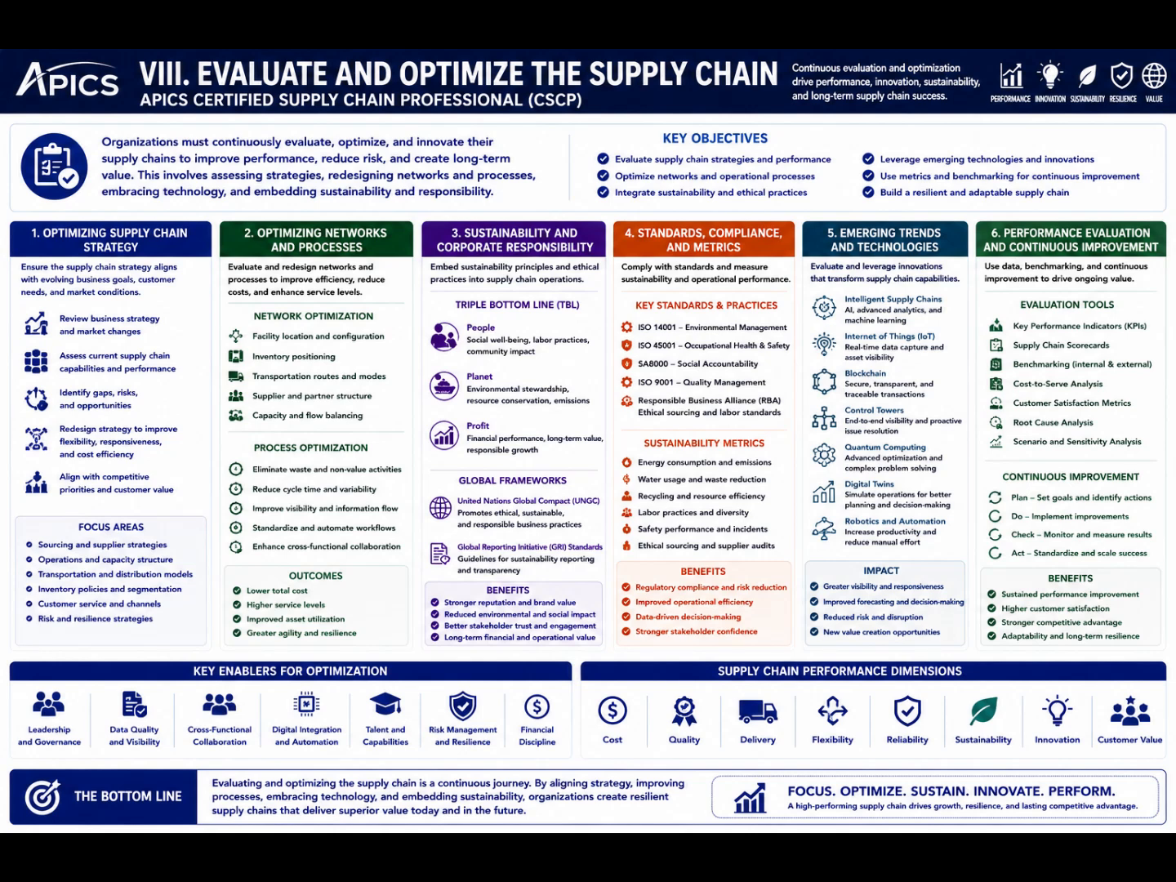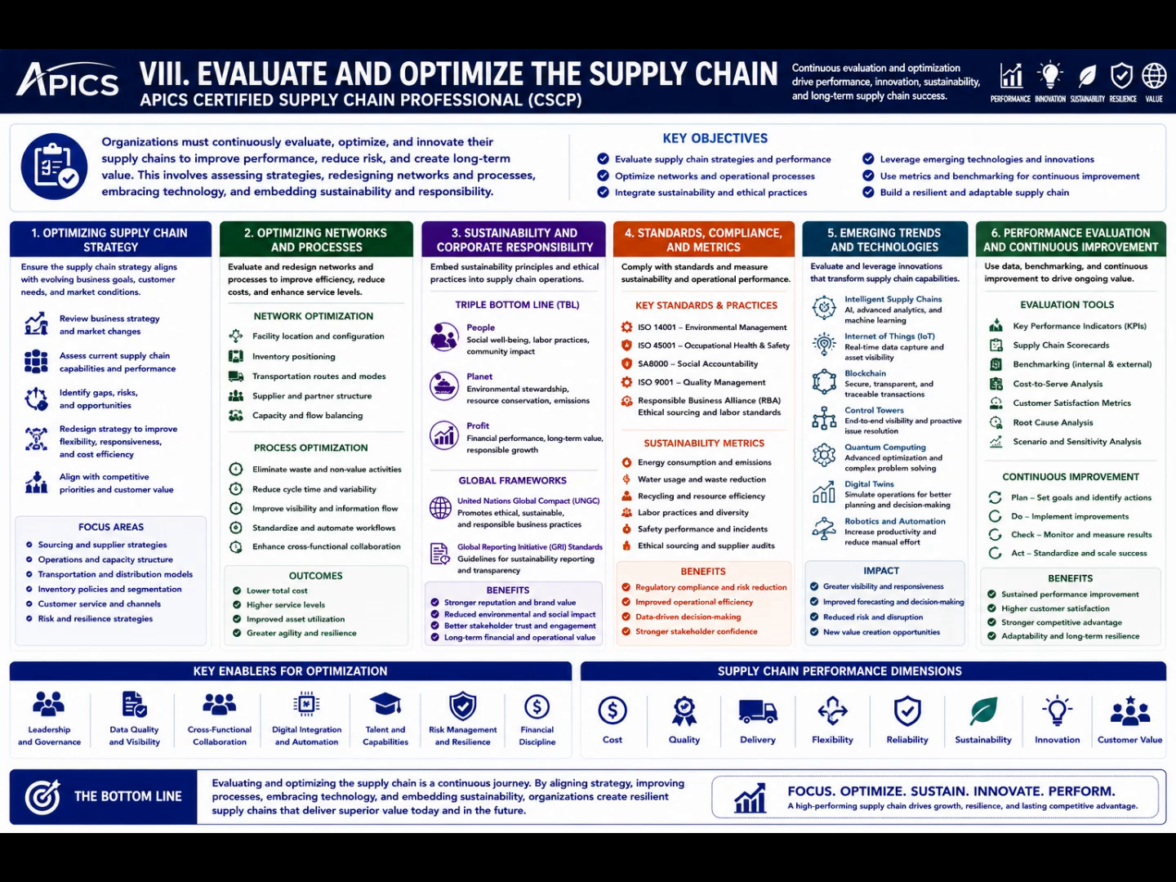Organizations must continuously evaluate existing supply chain strategies to determine whether they align with changing business goals, customer expectations, and market conditions. The CSCP program explains that strategic reviews may examine sourcing structures, operational capabilities, transportation systems, inventory policies, and customer service models. Once performance gaps or inefficiencies are identified, businesses redesign supply chain strategies to improve flexibility, responsiveness, and cost efficiency.